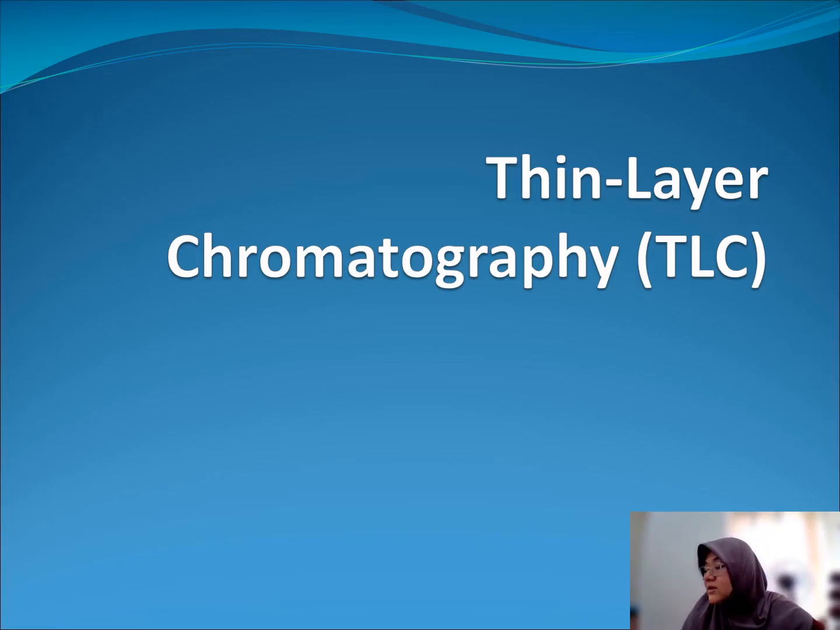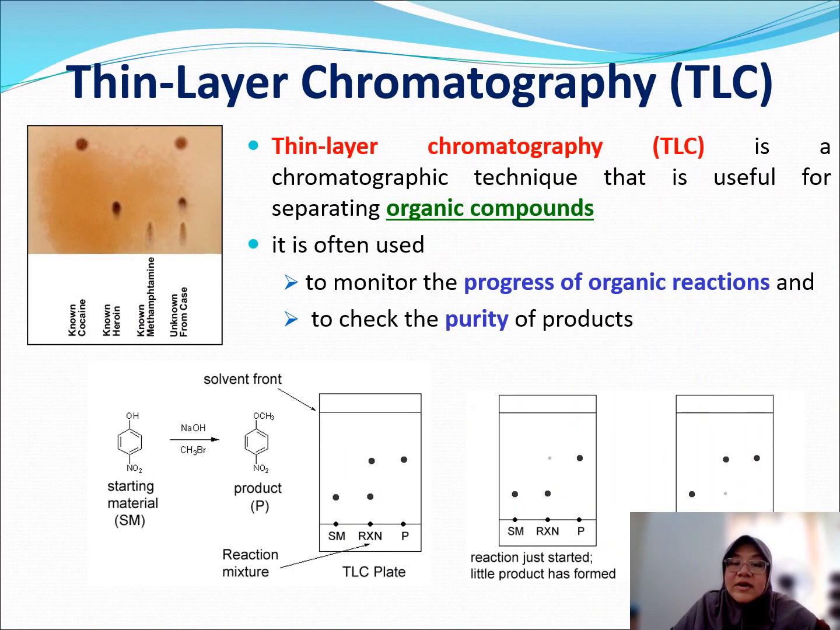Next, second is the thin layer chromatography. Thin layer chromatography, beza tadi dia guna TLC plate instead of paper, and TLC plate ni bezanya adalah dia made by silica gel, okay, and thin layer chromatography is useful for separating organic compounds, okay. Tapi tadi untuk paper chromatography dia lebih kepada pigments lah, to separate pigments, okay, and thin layer lebih sesuai untuk separate the organic compounds.